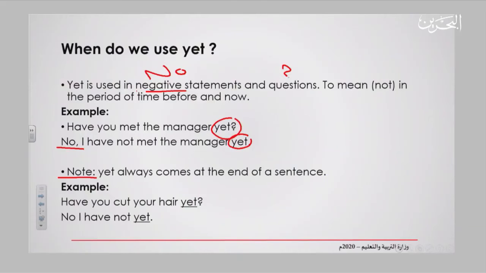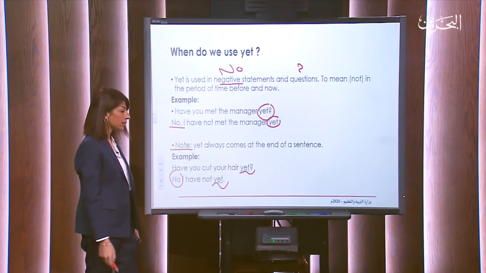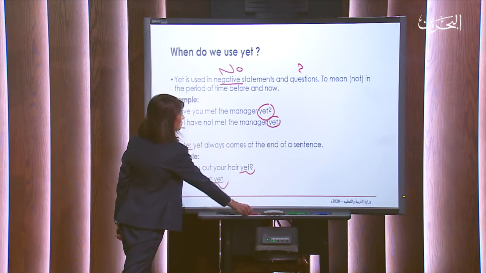Look at this example. Have you cut your hair yet? It's at the end. No, it has to be a negative answer: I have not yet. The answer is no, and yet comes at the end of the sentence.